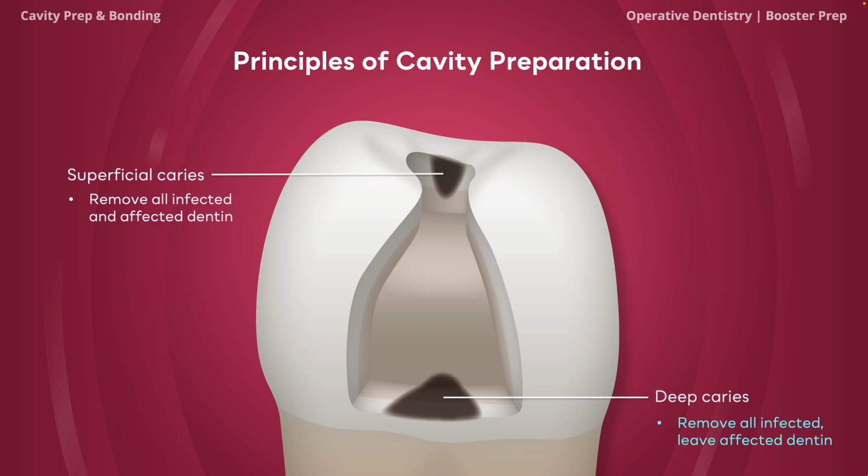Here, we remove only the infected dentin while leaving affected dentin in place, because affected dentin can actually be remineralized. And to aid in that remineralization, a calcium hydroxide or glass ionomer liner is typically applied. Not only will this help to remineralize the affected dentin, but it'll also act to protect the pulp and provide a stable base for the overlying composite restoration.